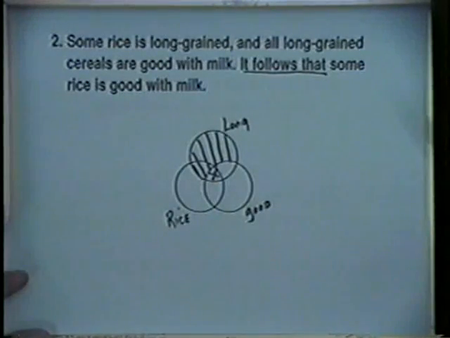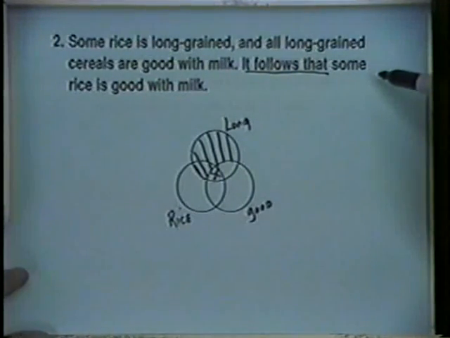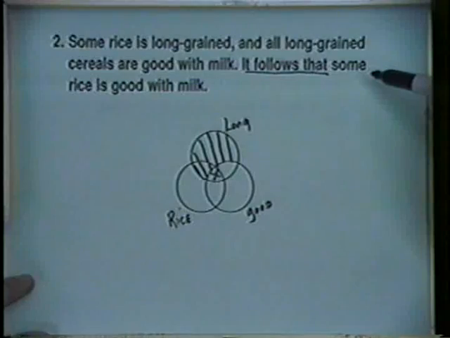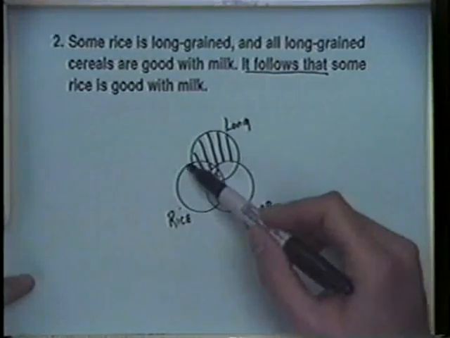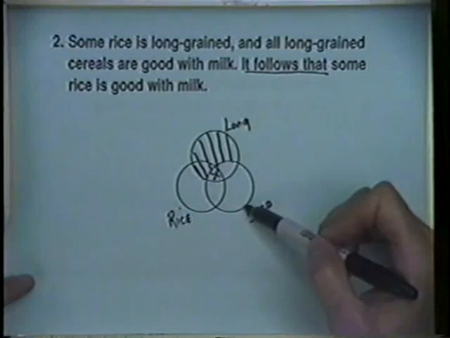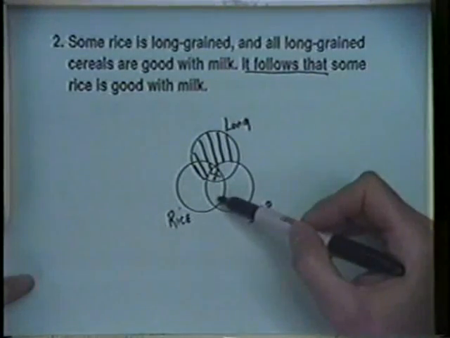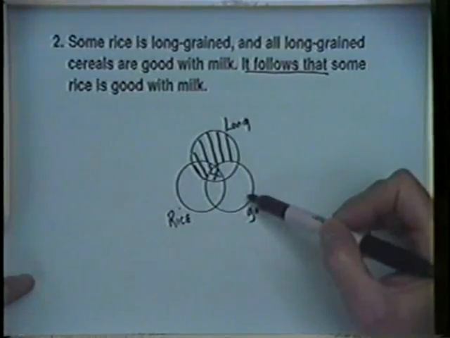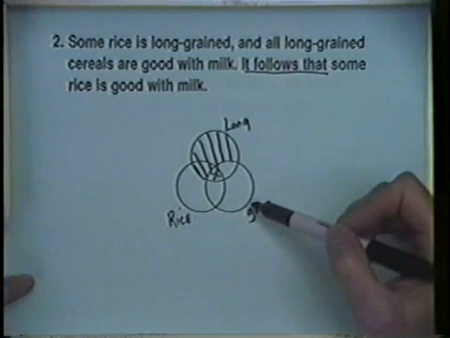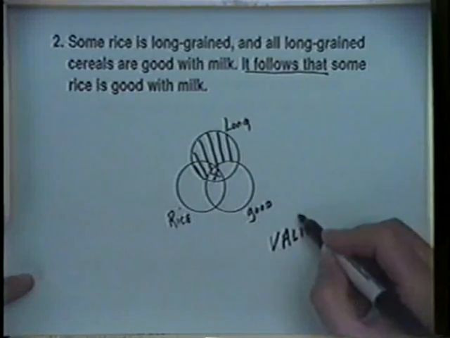Now we look at the conclusion and ask what we would have to graph if we were to do that and see whether it's already there on the diagram. Some rice is good with milk. Some things that are rice are in the good with milk circle. Is there anything already there? Yes, our X is in part of the area that intersects with good with milk, and so we've already got the conclusion diagrammed. That means, again, this argument is valid.